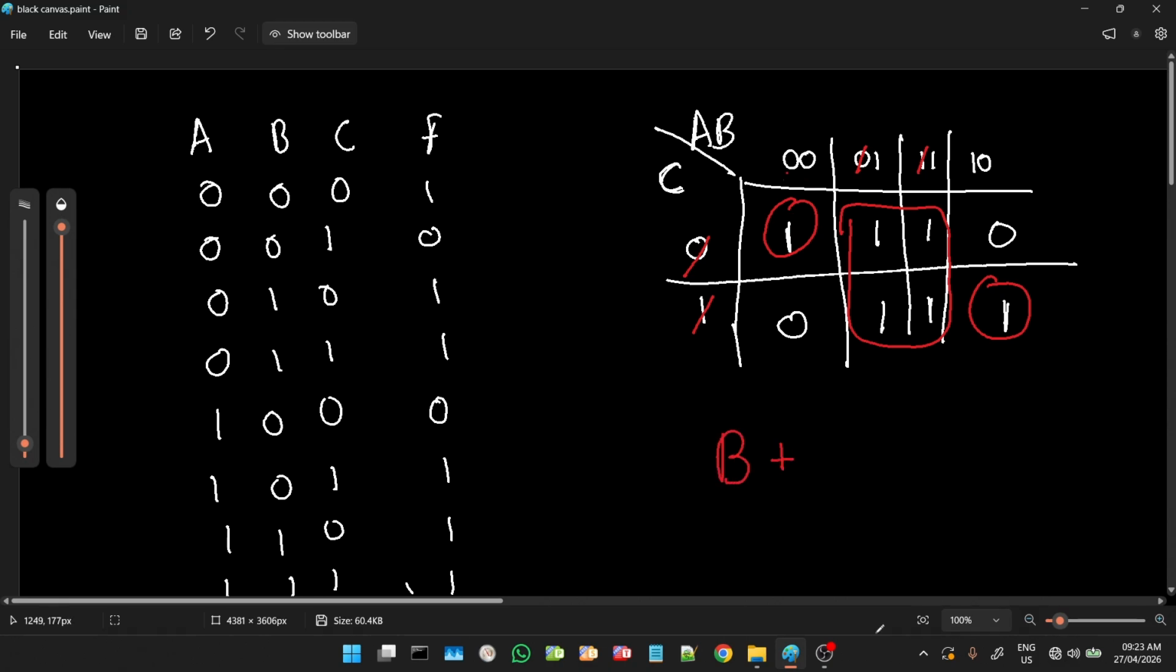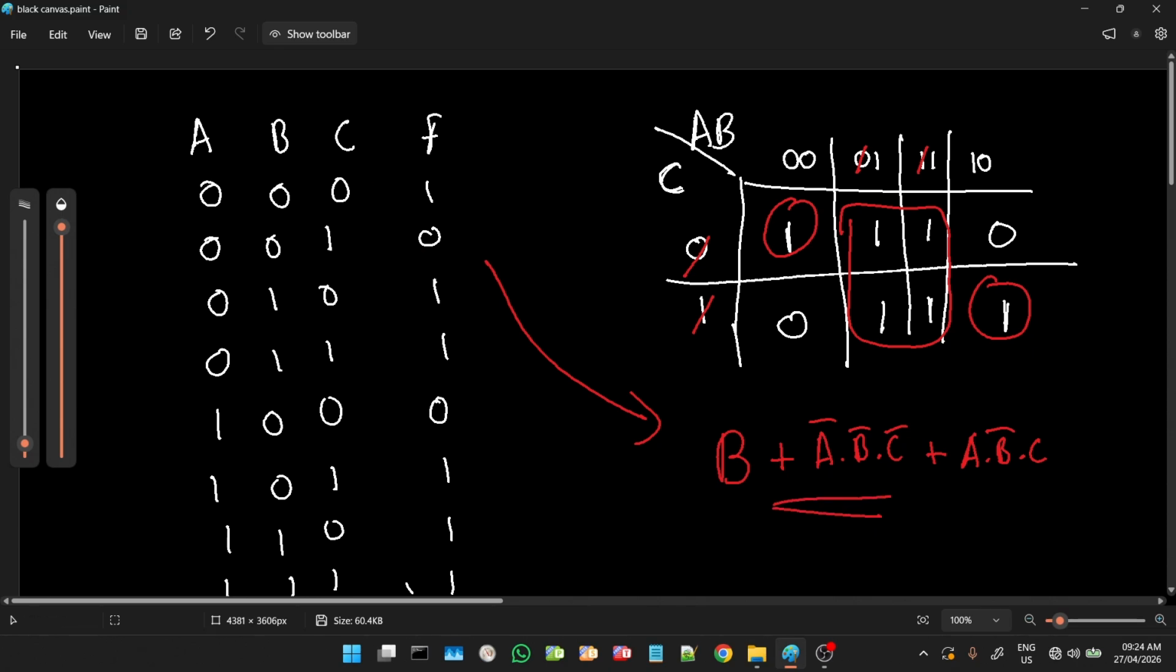Let's consider the other one. Since it's only one circle, we can put all the values in there. So A is 1, B is 0, C is also 1, so I can put A dot B dash dot C. This is this table written as an equation.